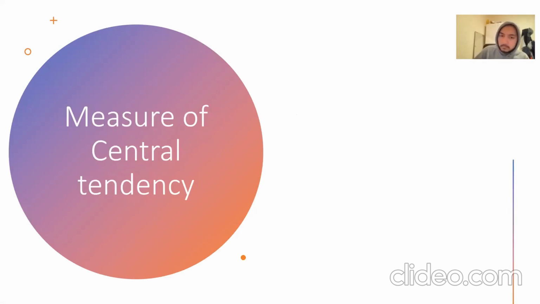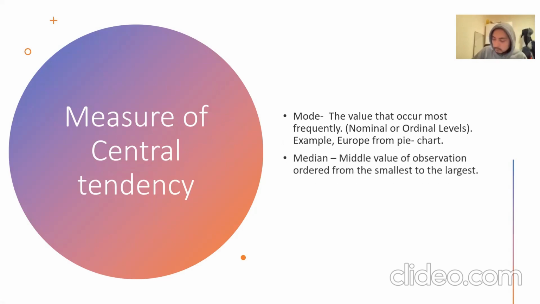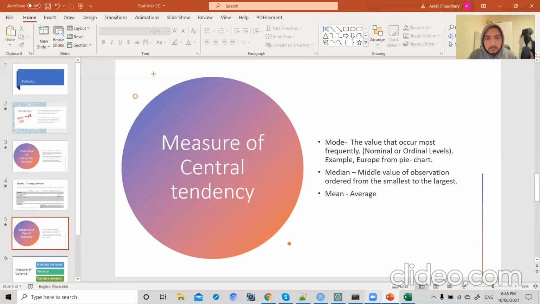Then the measures of central tendency. Mode means the highest frequency. Median is the middle value of the observations: we order them from smallest to largest, and then take the middle value. And mean is simply the average: taking the sum and dividing it by the total number.